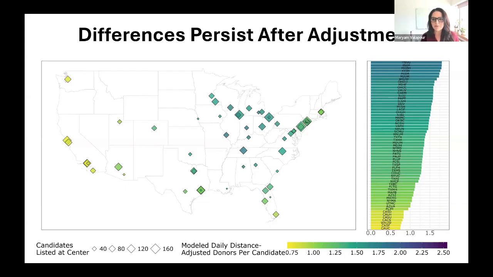The map looks remarkably similar to what we saw before. The exact values changed, but the overall geographic patterns remained. Despite adjustment, substantial geographic variation persisted. This suggests that donor environment itself contributes to donor opportunity. And for me, that was an important finding because it suggests that distance tells part of the geographic story, but donor supply tells another.